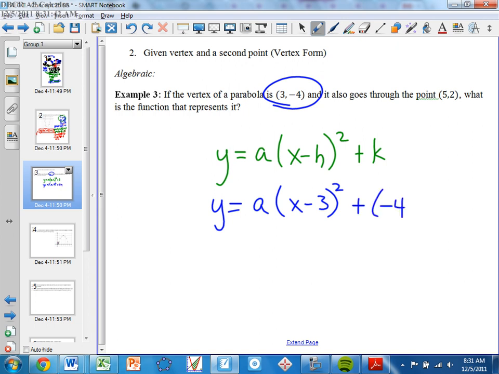Very good, Derek. And notice, all he did was plug in. Again, this was a positive 3 up here. What did it end up becoming? A negative 3. That's where the whole idea of switching the h comes from. He didn't actually switch the h. He simply just plugged in right here. If you plug in a positive 3, x minus a positive 3 is really x minus 3. And that's where the idea of switching the number comes from.